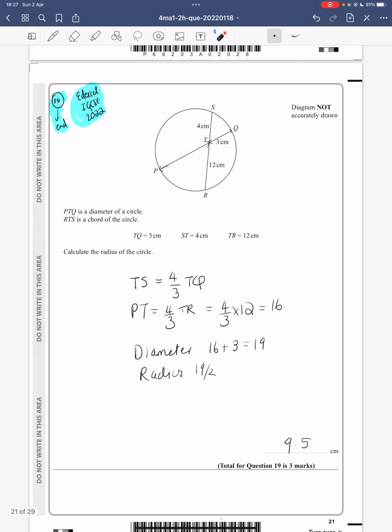So you might need to pause it because obviously I'm not writing, so I'll be doing it a bit quicker than if I was writing as well. Okay, so I'll read the questions and then read out my answers. I can check my answers as I go along as well then.